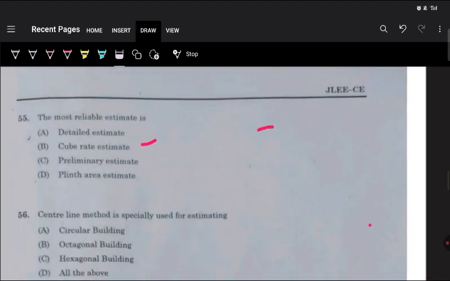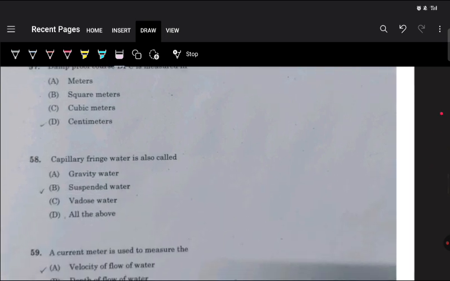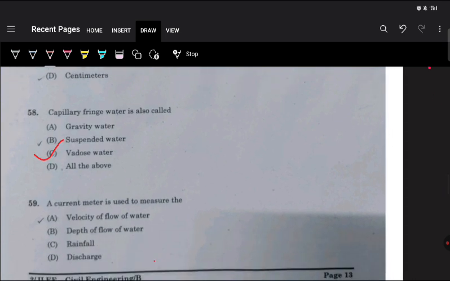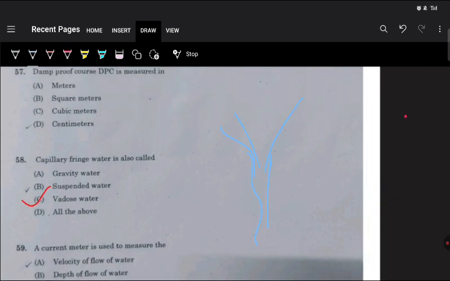Coming to the next question, capillary fringe water is also called headless water. So capillary water means, when we irrigate a crop, suppose this is our crops, right? These are crops.